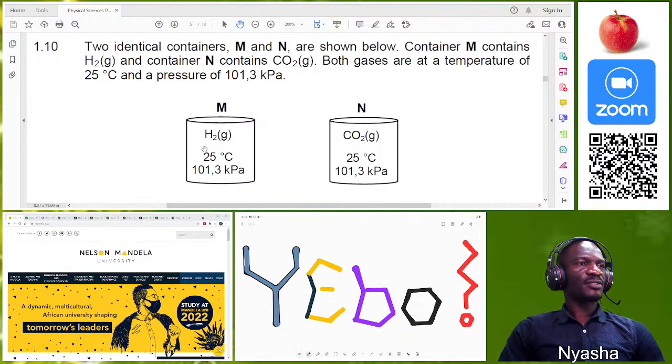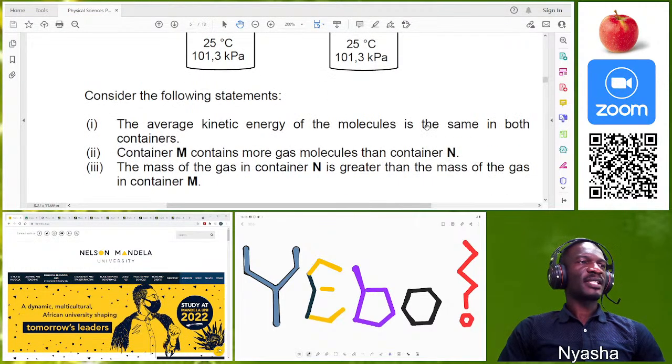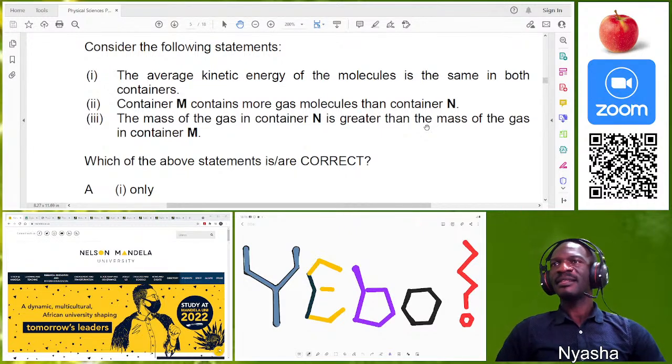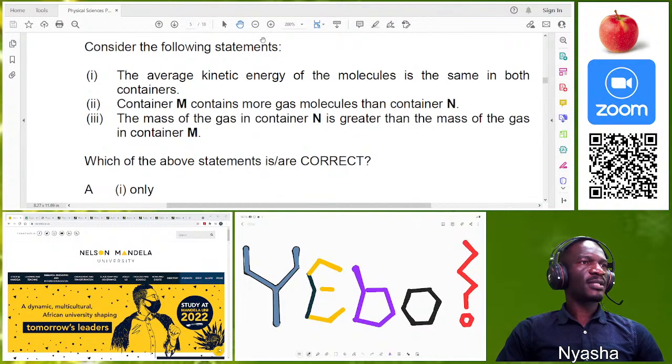This one has hydrogen at 25 degrees Celsius at that pressure. The other container, carbon dioxide, at the same temperature and pressure. Right? The next question would then be, consider the following statements. So you're given some statements, then they are saying, consider these statements.